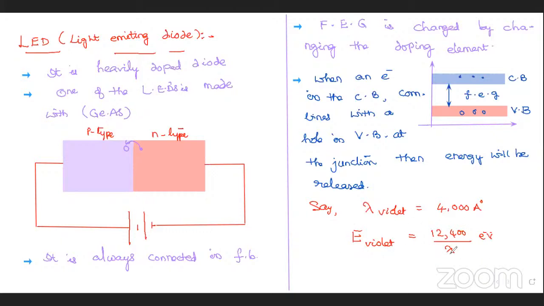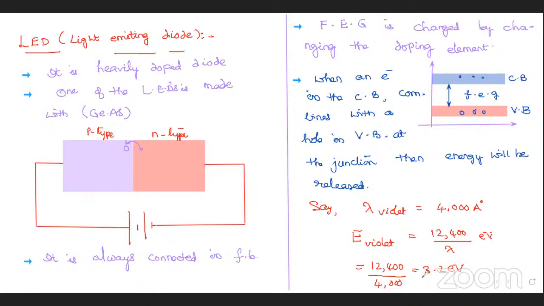Does anyone remember this formula? Yes, sir. Where did we use it? In the photoelectric effect. Dual nature, yes. Photoelectric effect, very good. Dual nature. Okay, right. Good. And then if you calculate 12,400 by 4,000, the two zeros cancel and you get 3.2 electron volts.